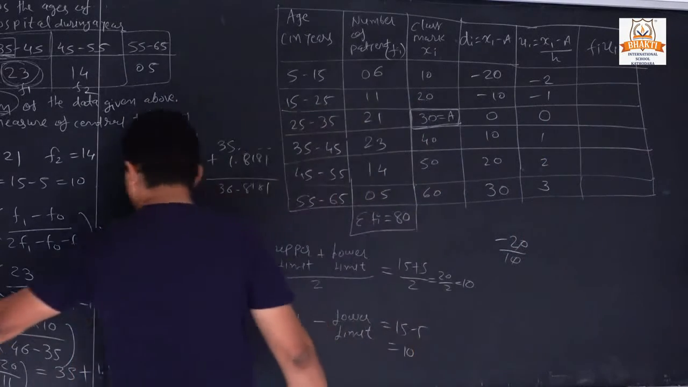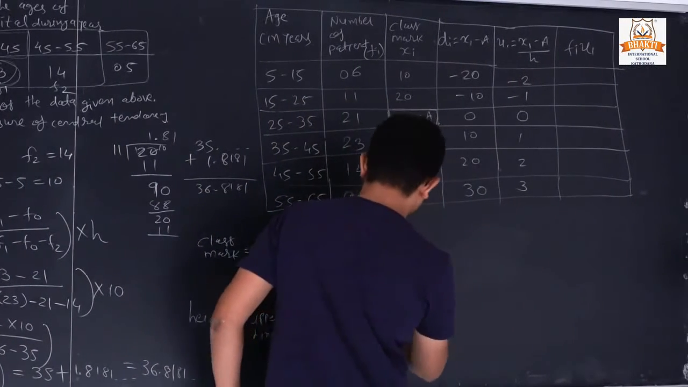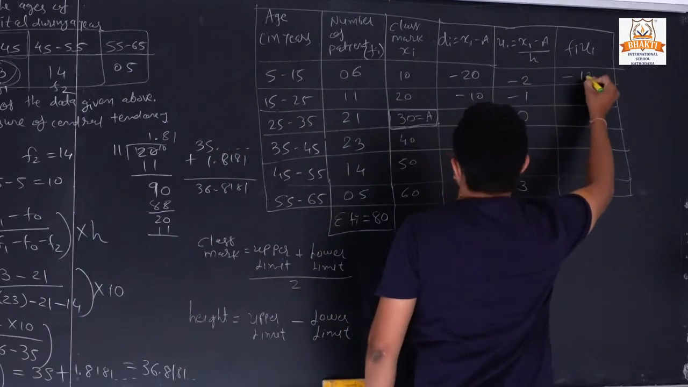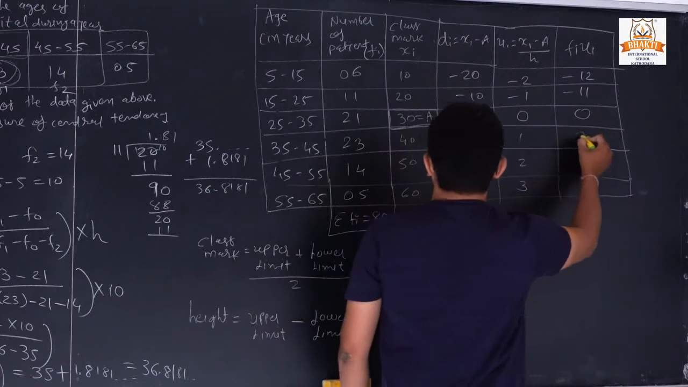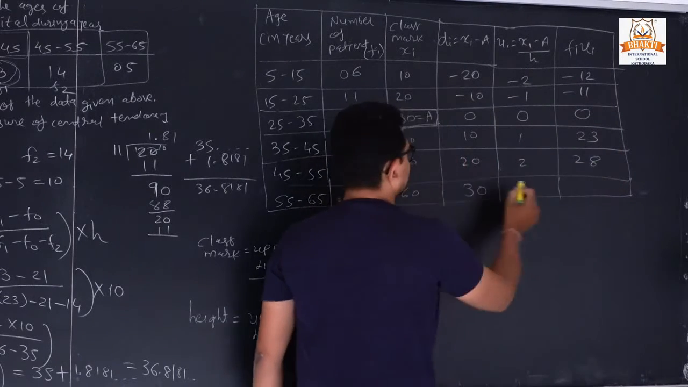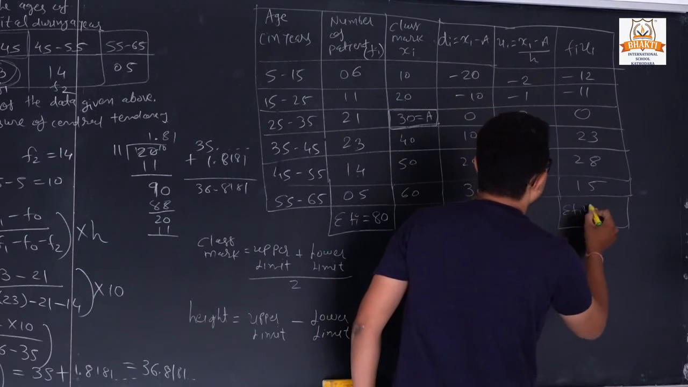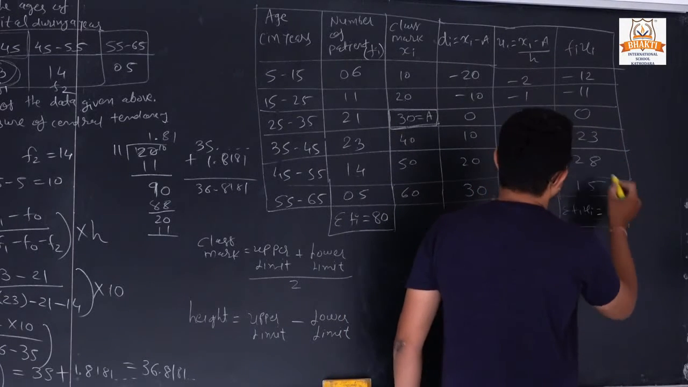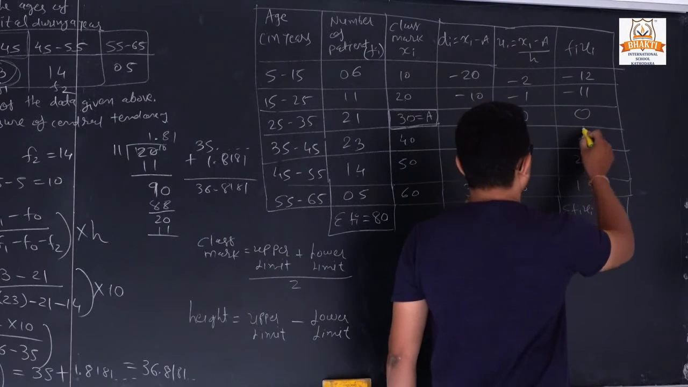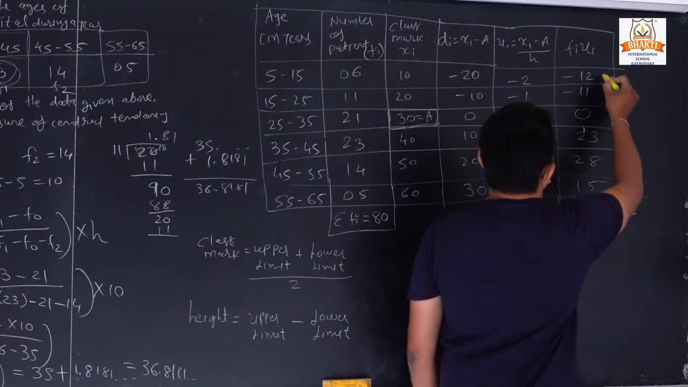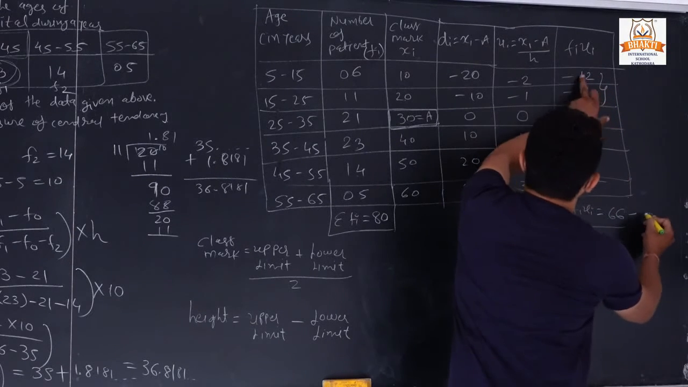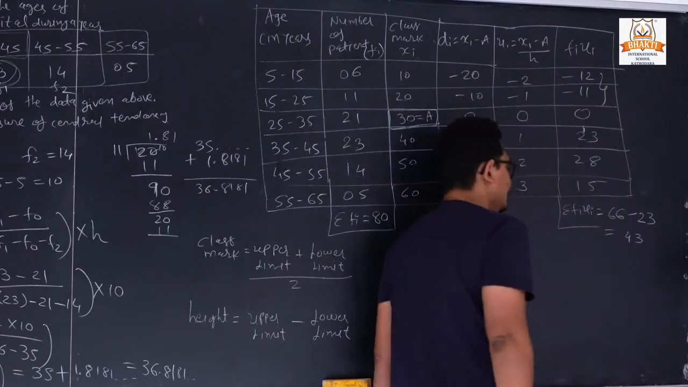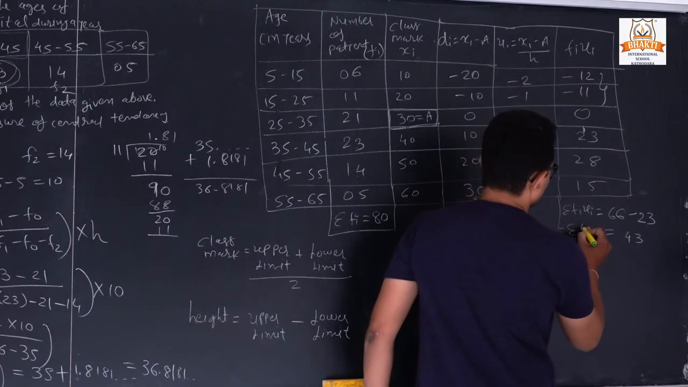Now last step, it is FiUi. So how can we get FiUi? Fi it is 6 and Ui it is minus 2, so minus 12, minus 11, 0, 23 ones are 23, 14 twos are 28 and 5 threes are 15. Now last step, sigma FiUi, summation of all. So we can add this: 8 plus 3, 11, 11 plus 5, it is 16, 1 carry. So 66. Minus, what is the sum of these both? 12 plus 11, 23. So 66 minus 23, it is 43. So sigma FiUi is equal to 43.